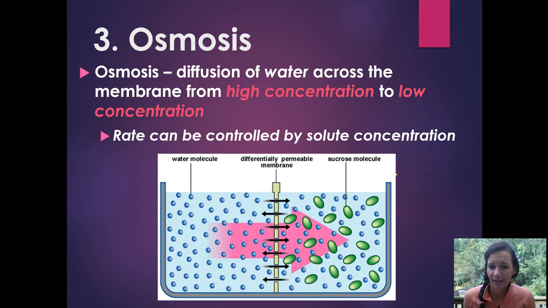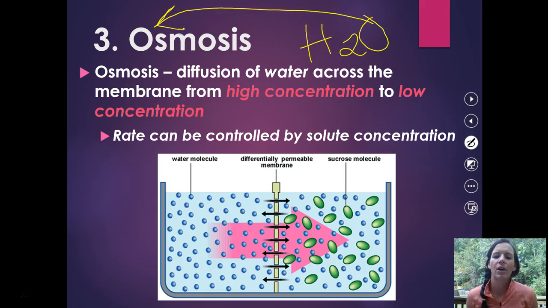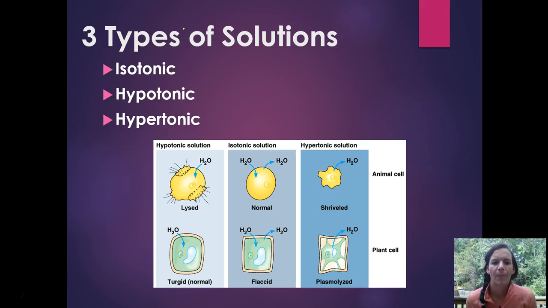So osmosis. Osmosis is diffusion, but it's only of water. Once again, high to low concentration. And the best way to remember this is H2O, and osmosis starts with an O. And this rate can be controlled by the solute concentration. So the higher that concentration, the rate is going to be affected much more than if it was a low concentration. So there's also three types of solutions, and this is relating to osmosis.